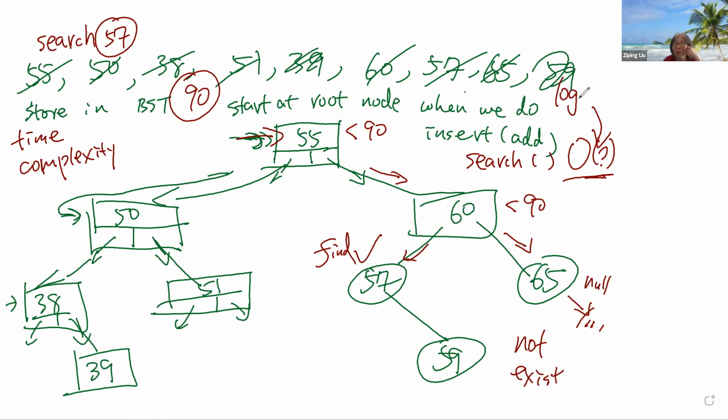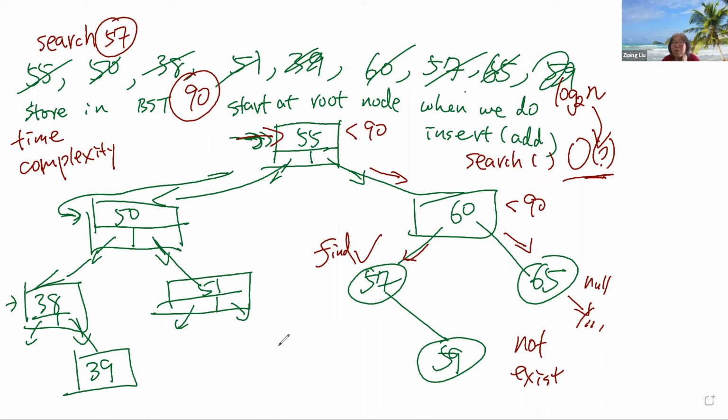Very good. Is it log 2n? Because each time you just go halfway, you do half and throw the other half away. It's kind of like the binary search. Okay, so it's log 2n for the search, for the binary search tree case.